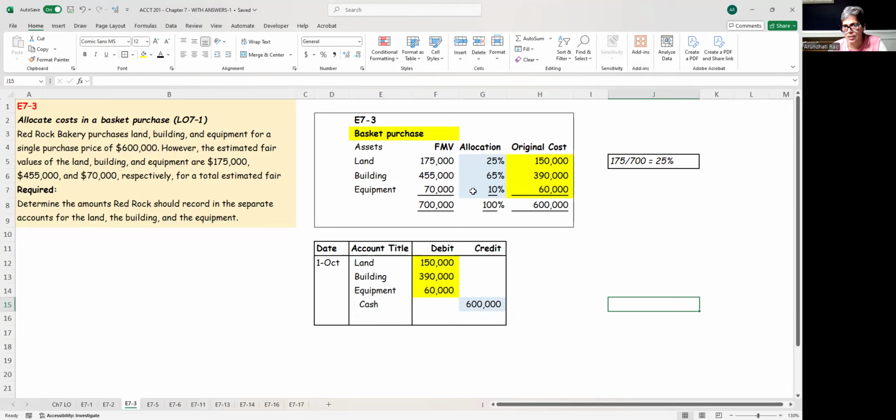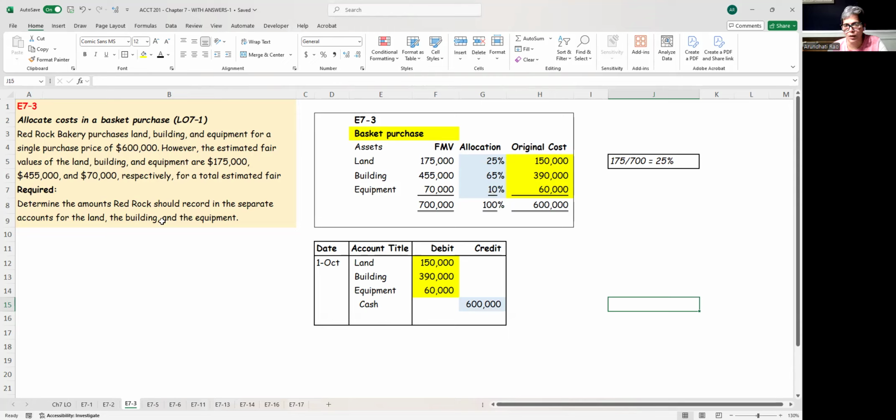I took those percentages, multiplied that by the actual cash I paid, which is 600,000, and allocated it accordingly. So 600,000 times 25%, 600,000 times 65%, and finally 600,000 times 10%. Those are the numbers we came up with over here, and that's what I'm going to use in my journal entry. So this is called a cost allocation for a basket of purchases based on the relative fair market value. Relative means we're saying relative to the total, what was the allocation for each of these numbers?